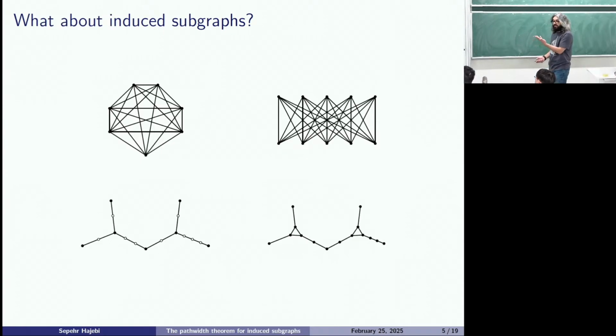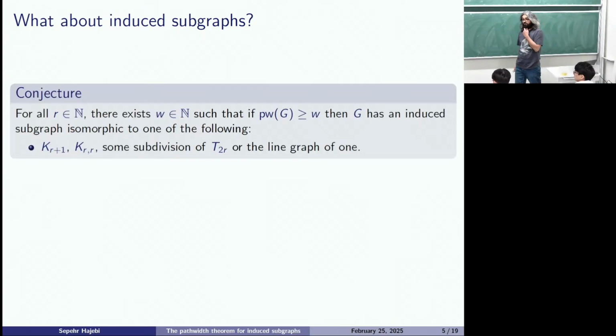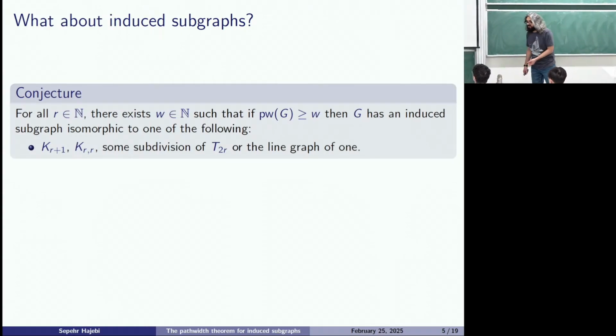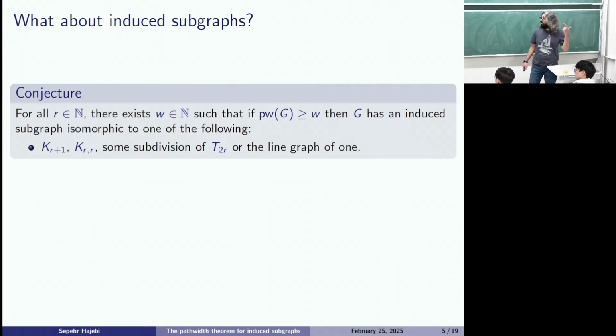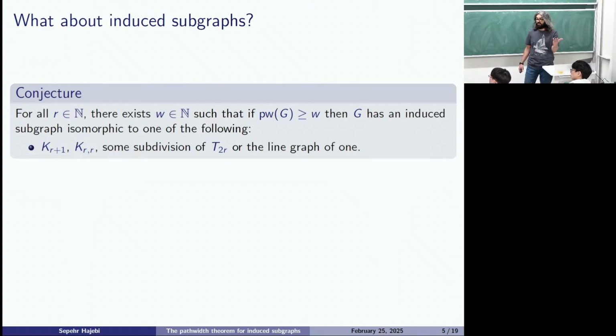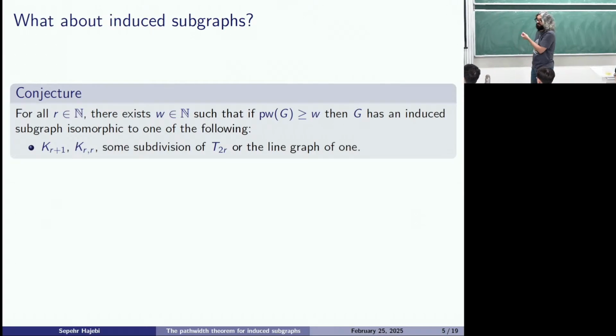And there's nothing else that comes to mind immediately, so let's just conjecture that this is true. Every graph of sufficiently large pathwidth contains an induced subgraph of large pathwidth that is either complete or complete bipartite, or a subdivided binary tree, or the line graph of one. And this is as elegant of a theorem as you get to prove here.